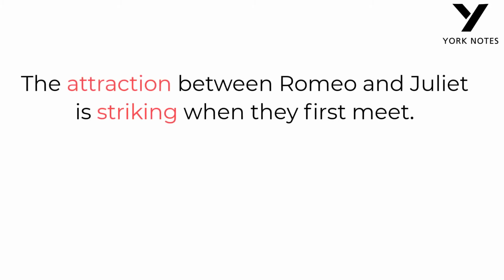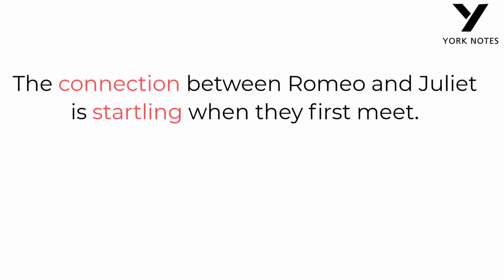So again, those small category changes to sentences can have a big impact on what you're trying to say in your essay. And you can go further with that. You could think of other category changes or other words you could use instead of that. You could use the word connection. So the connection between Romeo and Juliet is startling when they first meet.